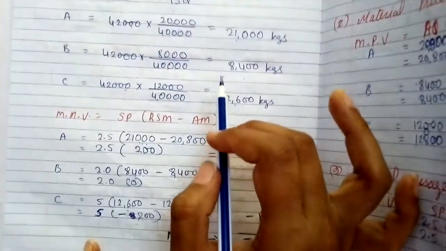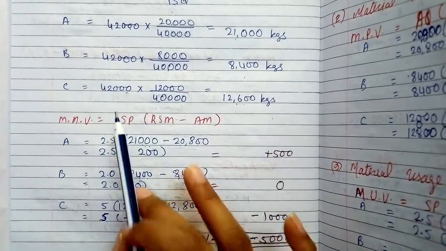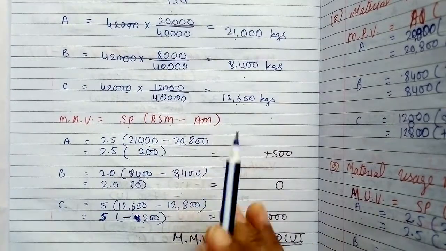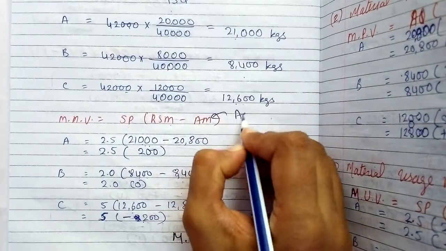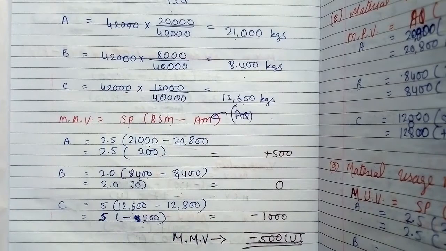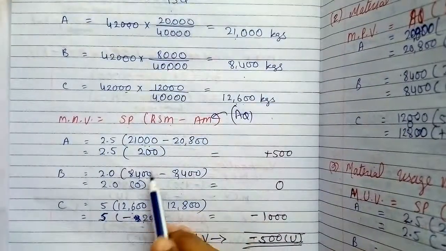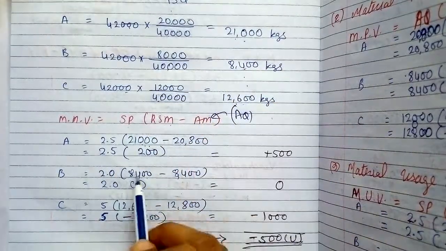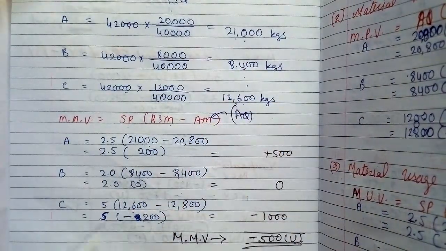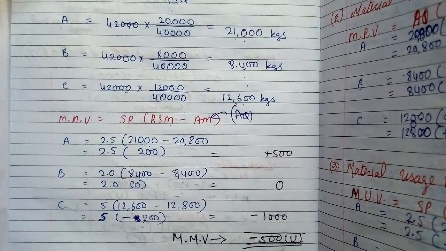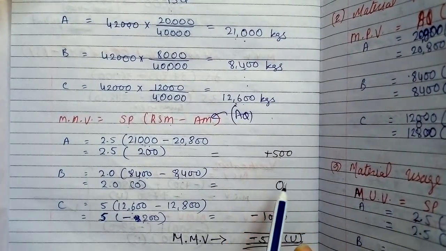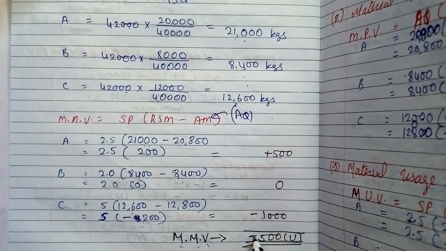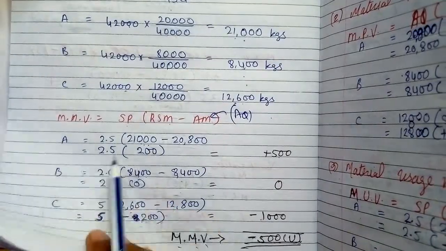Okay, so now material mix variance formula: standard price into bracket revised standard mix minus actual mix. Actual mix is nothing but your actual quantity which is already given in the example, and revised standard mix that we have just calculated. So 21,000, 8,400 and 12,600. We get the answer of material mix variance positive 500, 0 and negative 1,000. So material mix variance is negative 500 unfavorable.